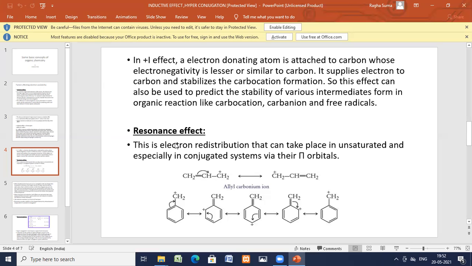First, in the applications, I'll just give you the brief view on the applications. That is, the basicity of the amines can be discussed. In the amines, you're having R and NH2 group. So you can discuss the basicity of the amines. Amines act as a base because they are proton acceptors.